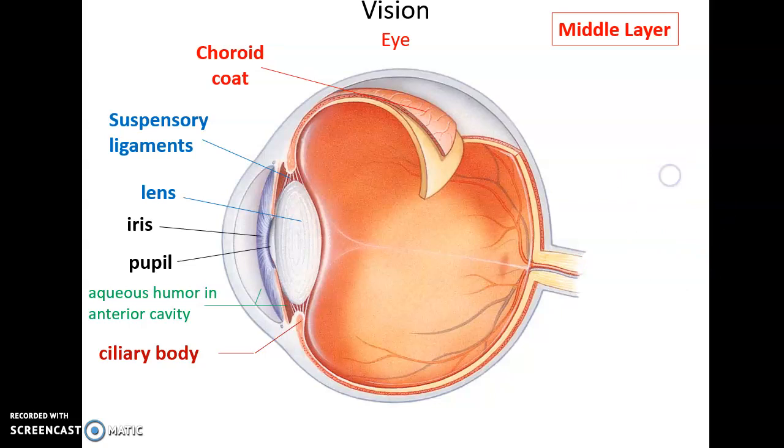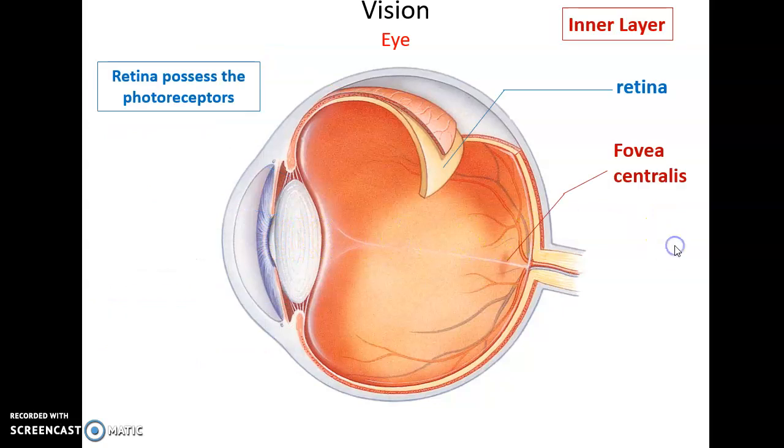And then we also have this ringed structure that's nice and colorful called the iris. It's made up of smooth muscle tissue, and it's able to control the size of the pupil. The pupil is a hole that allows light to pass through and into the eye. So light will go through the cornea, through the pupil, through the lens, and to the back of the eye.